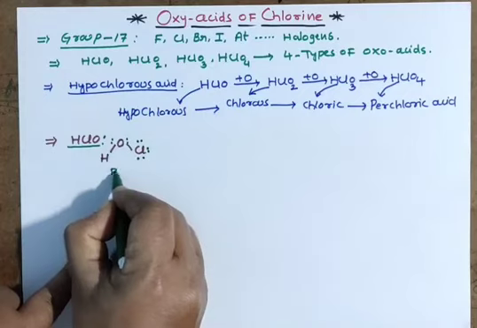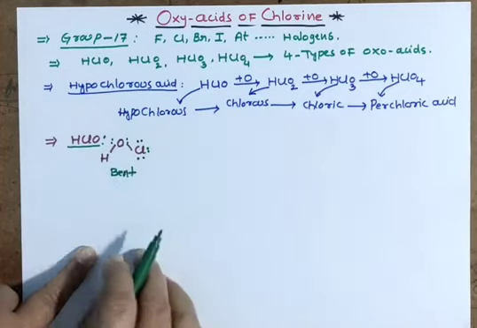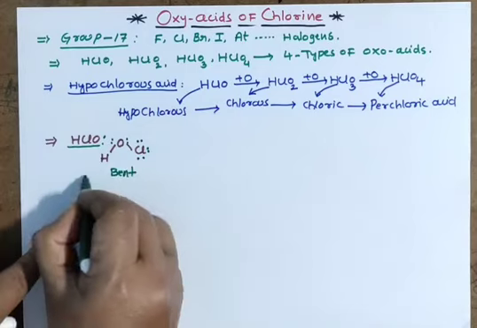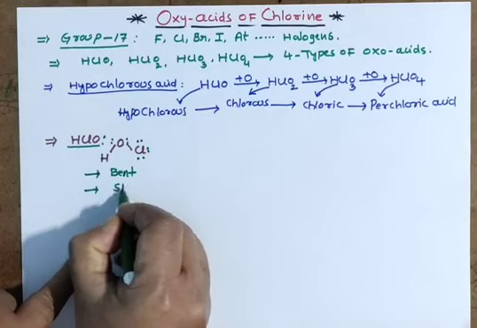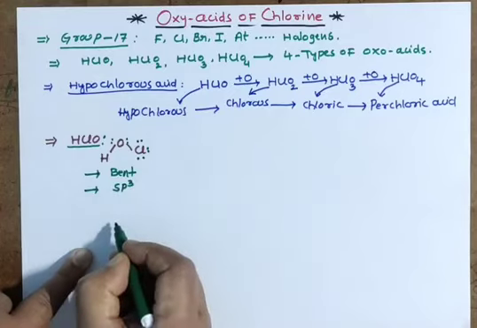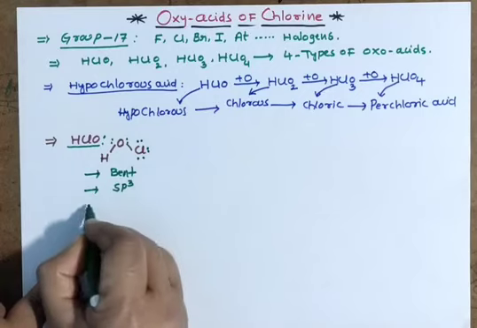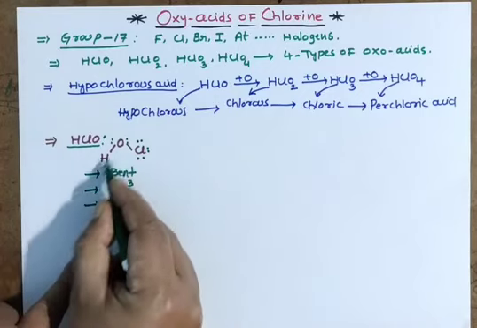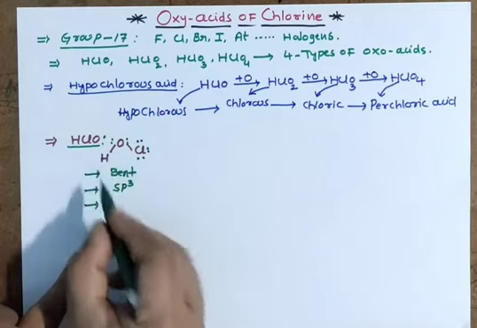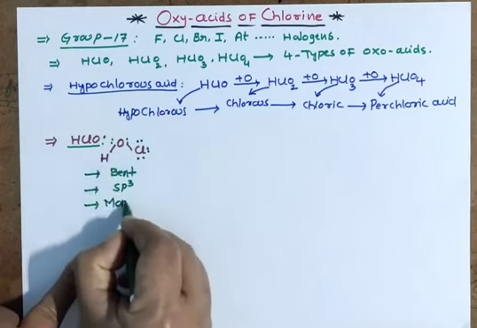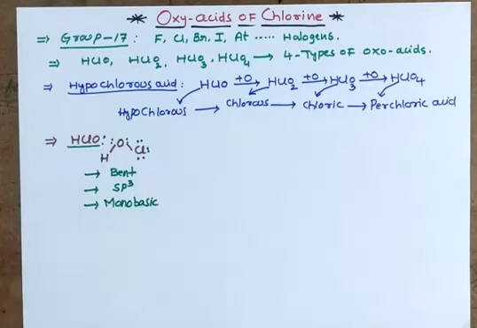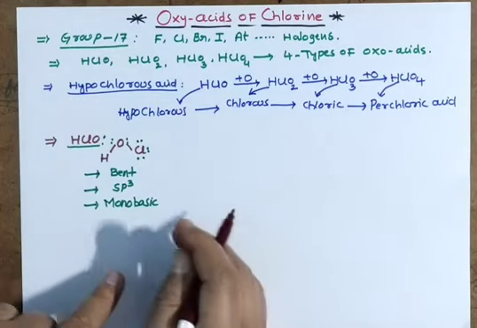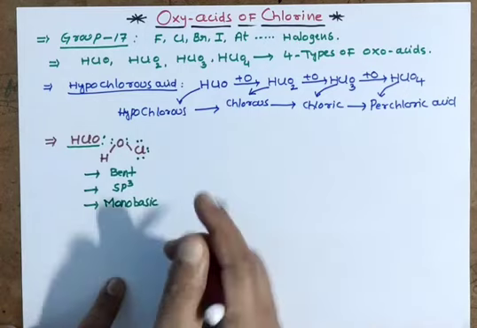This is the shape we are calling bent shape. So the shape of the molecule is bent. And go for hybridization: sp3 hybridization. You calculate hybridization. And go for how many replaceable hydrogens are there? Here one hydrogen, so it is monobasic. So bent shape, sp3 hybridization and monobasic acid.